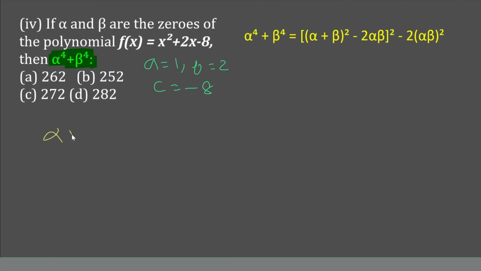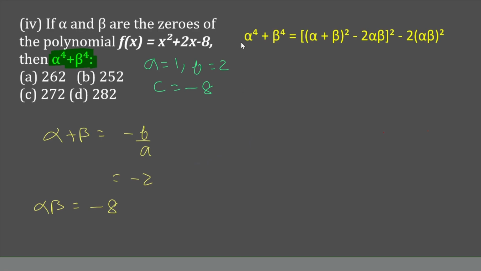So what we are going to do first is obtain the sum and the product. Sum, which is alpha plus beta, is minus B over A. So what is B here? B is 2. So it's going to be minus 2 over 1. Minus 2 over 1 is minus 2 only. And similarly, if I find the product of the zeros, which is C by A, and C is what? Minus 8. Minus 8 divided by 1 is minus 8.